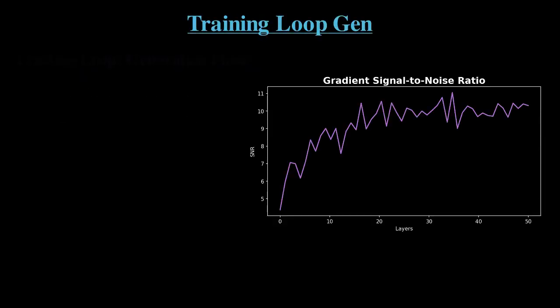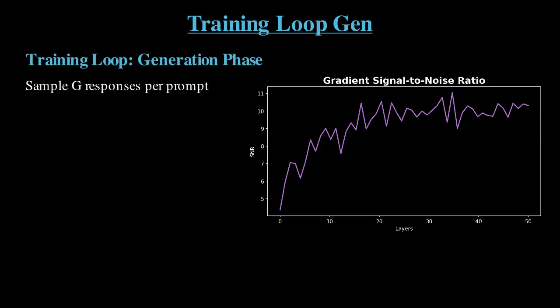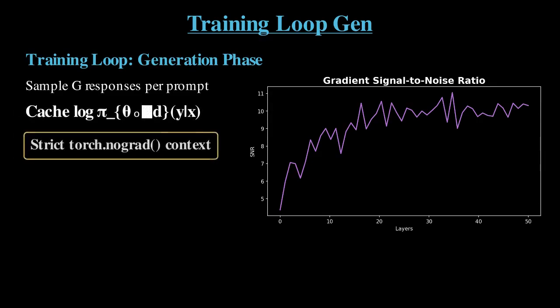Let's walk through the actual GRPO training loop. Step 1 is the generation phase. We broadcast our prompt batch. For each prompt, we use the policy to sample G independent responses, where G is typically between 4 and 16. In PyTorch, we strictly use torch.no_grad here. We gather the generated token IDs and immediately compute their log probabilities under the current policy. These become our old log probabilities, which we cache for the upcoming optimization phase.